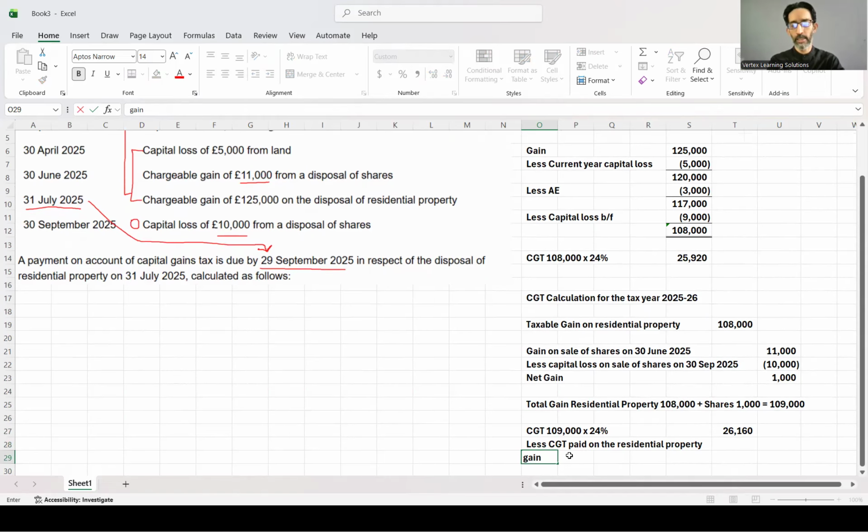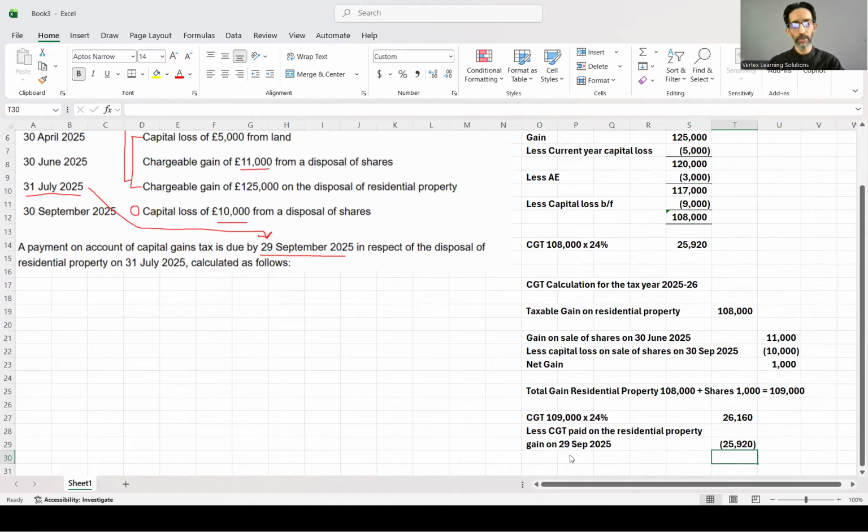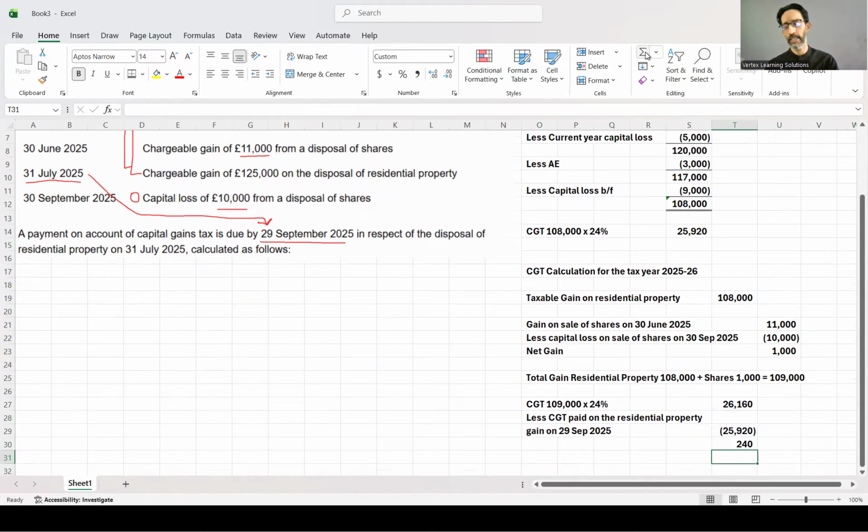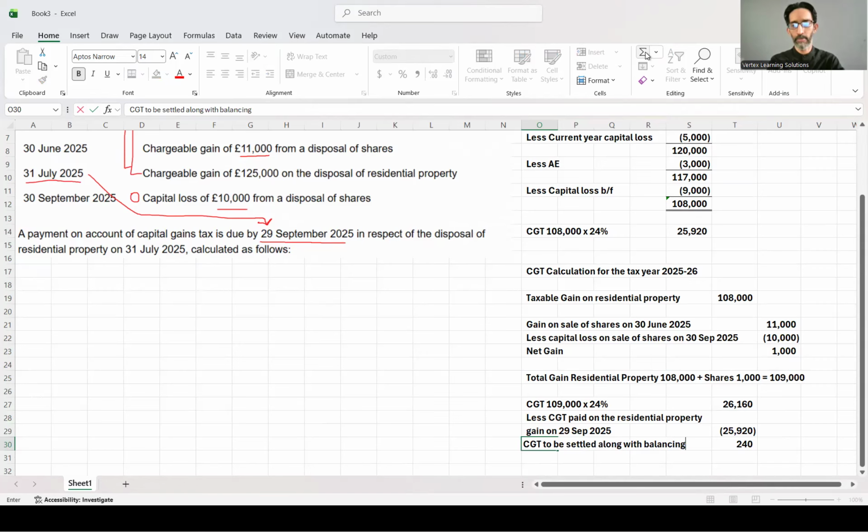And less the CGT paid on the residential property gain. We did this payment on 29 September 2025, so that was less the 25,920. Because it is already paid as a payment on account, that had to be settled within the 60 days. So this is the one which is left, the CGT to be settled along with the balancing payment. Okay, so that is how we calculate it.